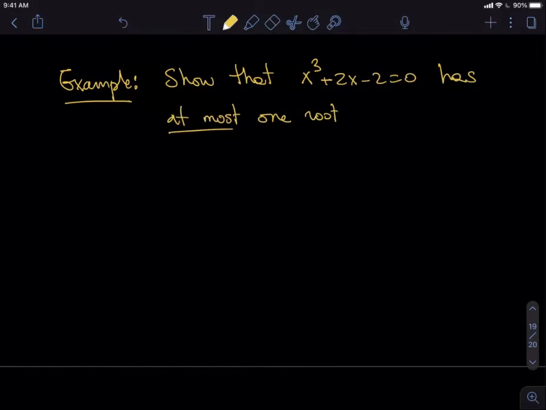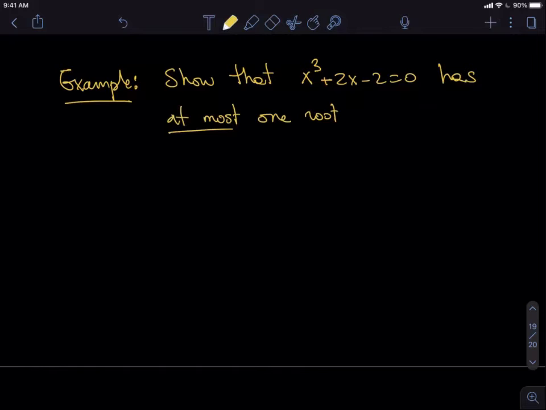Let's do an example of application of the mean value theorem. What we are going to do in this example is to show that this equation here, a cubic equation, x to the power 3 plus 2x minus 2 equals 0, has at most one root. One real root, of course.